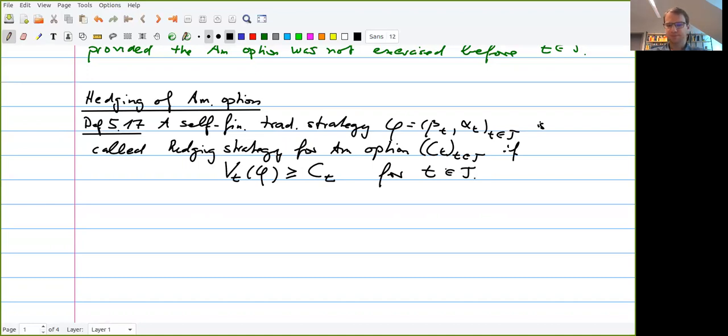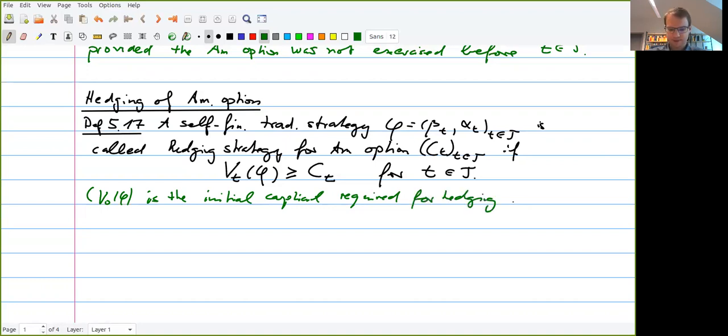And well, remark. The initial value V_0 of V is the initial capital required to implement the hedging strategy. Let me mark this underline.